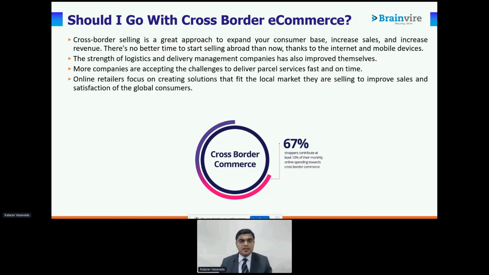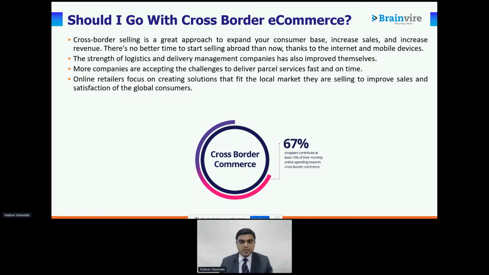And most of the companies are accepting this challenge nowadays: how to deliver these services or products fast and on time. For that, they are focusing on creating different solutions which fit into the local market and improving the sales and satisfaction of the customers. Because in the e-commerce world, customer satisfaction is the most important thing in order to increase sales, because that will give you retention customers, and retention customers will give good business and revenue itself.